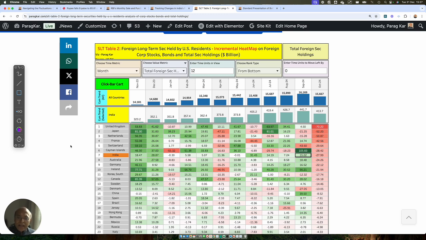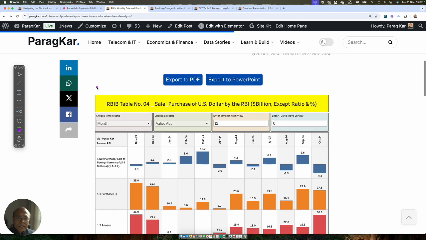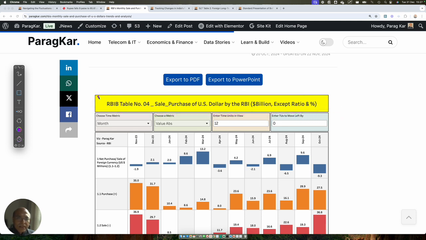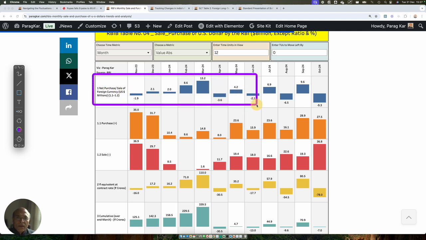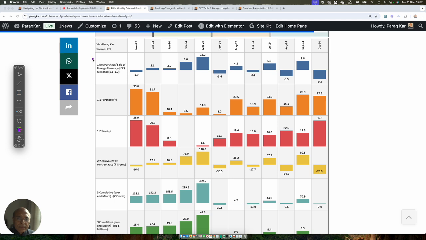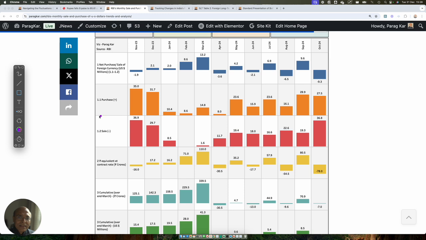Now, what RBI does, right, when it intervenes by buying and selling dollars? This is the table which I extracted from the RBI's website, which is RBI table number 4. This is the table which captures the net purchase and sale of foreign currency by RBI on a monthly basis. This is the net purchase, that is purchase minus sale. So purchase is positive here, and the sale is here, which is negative. So if you subtract these two, this comes out to be this value.